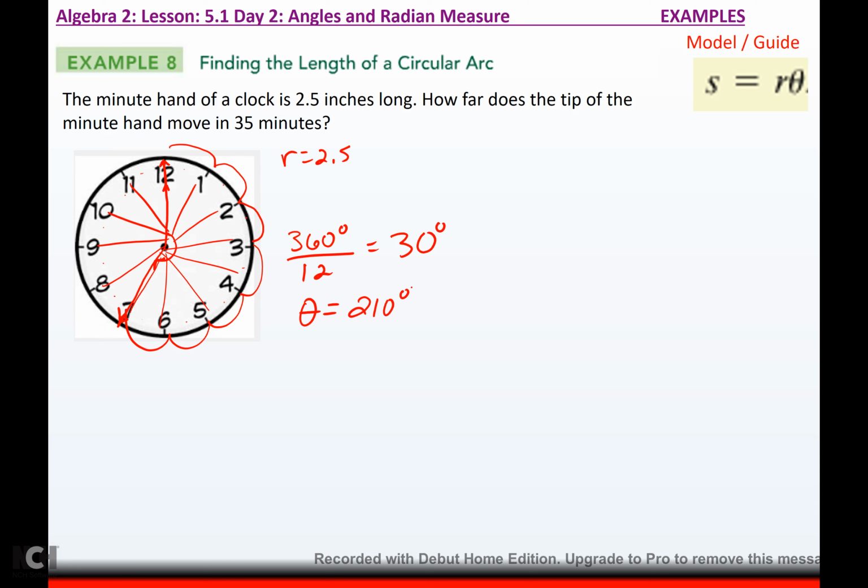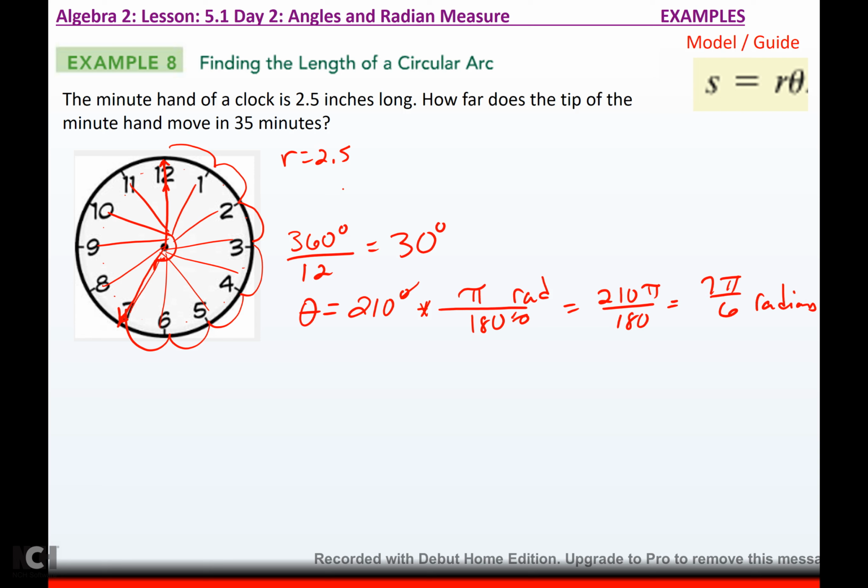Again, I need to turn that into radians, so if I want to get rid of degrees, I put it on the bottom, radians on top. Pi radians over 180 degrees. Degrees cancel, I end up with 210 pi over 180. 210 divided by 180, math, enter, you get 7 pi over 6 radians.